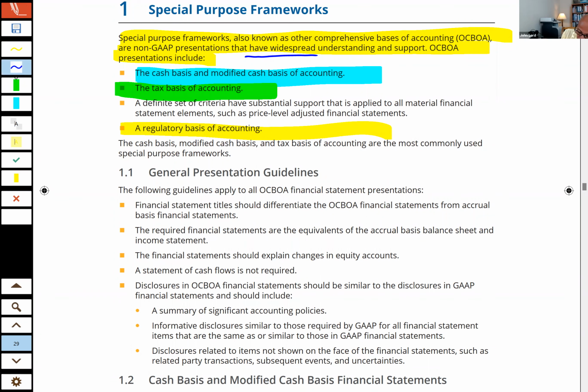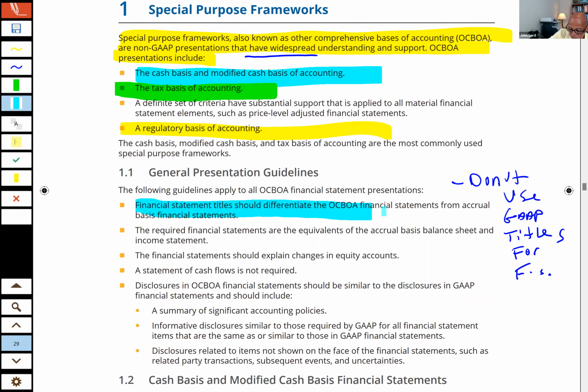Now, the key thing that we want to remember, and the mantra that I'm going to be saying over and over again, is don't use GAAP, generally accepted accounting principles, titles for financial statements. So you can't call it the balance sheet. The rule is you can't call it the balance sheet. Even though you'll be preparing a balance sheet, you can't call it the balance sheet, because that is reserved for accrual statements. So they tell us financial statement titles should differentiate the OCBOA statements from accrual financial statements, okay? So you'd have a balance sheet and an income statement, but you wouldn't call them that. And I'm going to have you flashcard the names that you would give to these statements here in a couple seconds, okay?